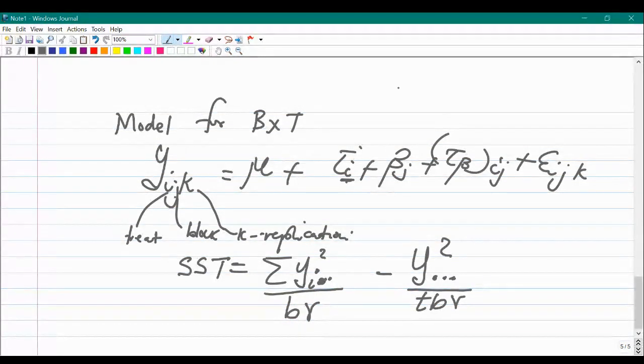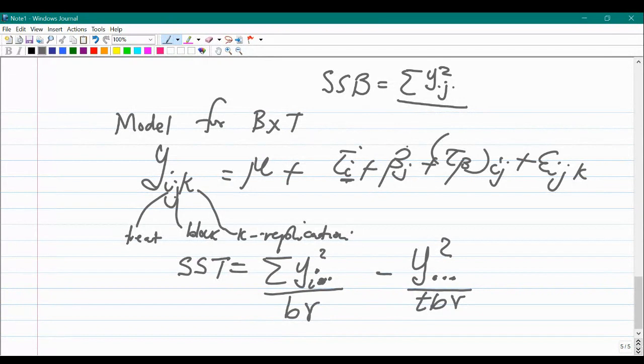Yes, now I understand. Let's go to SSB. I want you to give me this one so that even when people don't understand, they'll ask you. Let's go to the blocks. Blocks we say is Y dot j dot, isn't it?